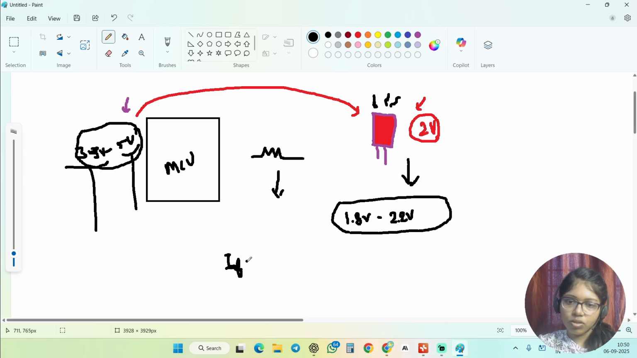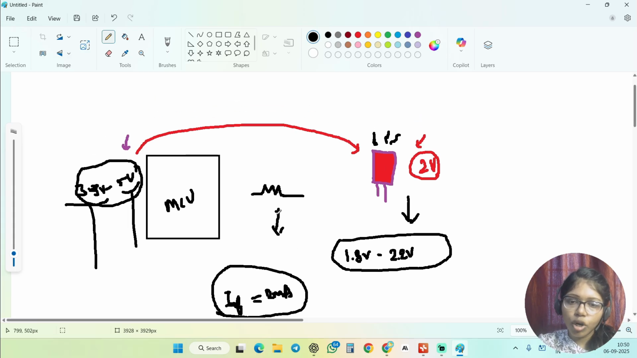That means the forward current. So that forward current is 0.02 milliamp of current, right? It has simply taken this value of 2 milliamp of current. Now, at this point, I just want to drop the voltage.